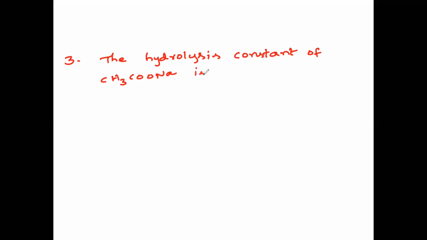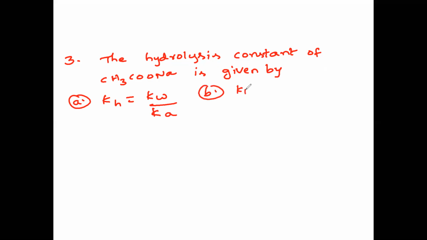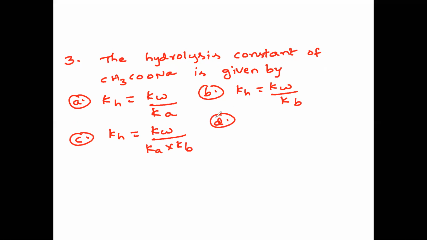The hydrolysis constant of sodium acetate, CH3COONa, is given by: option 1, Kh is equal to Kw by Ka; option 2, Kh is equal to Kw by Kb; option 3, Kh is equal to Kw by Ka into Kb; and option D, Kh is equal to Ka into Kb, or Kh is equal to Ka plus Kb. They are given four options.